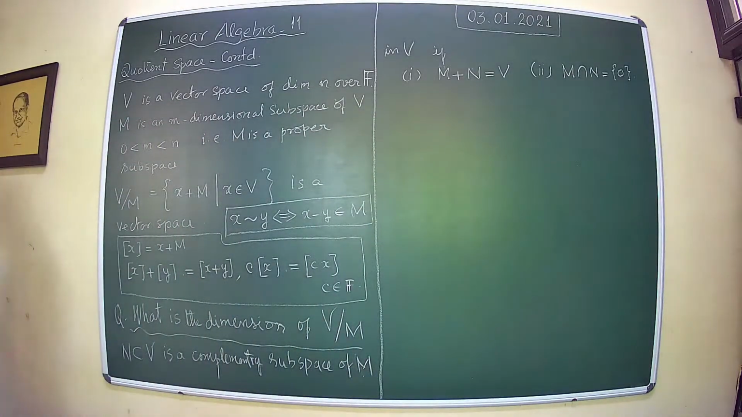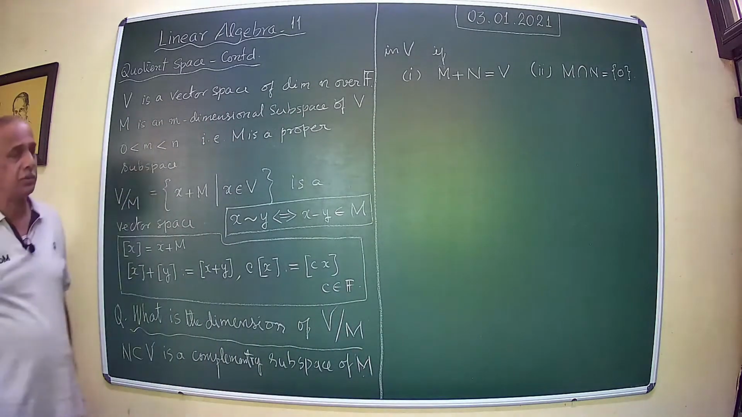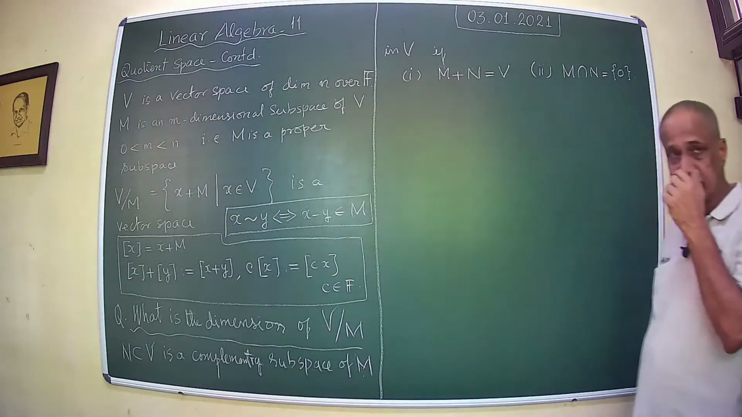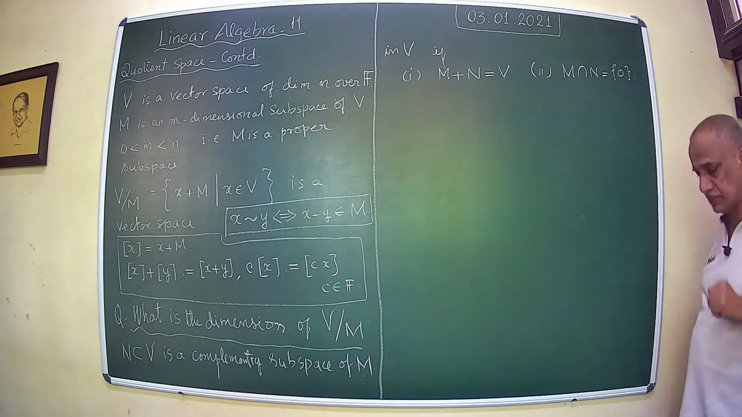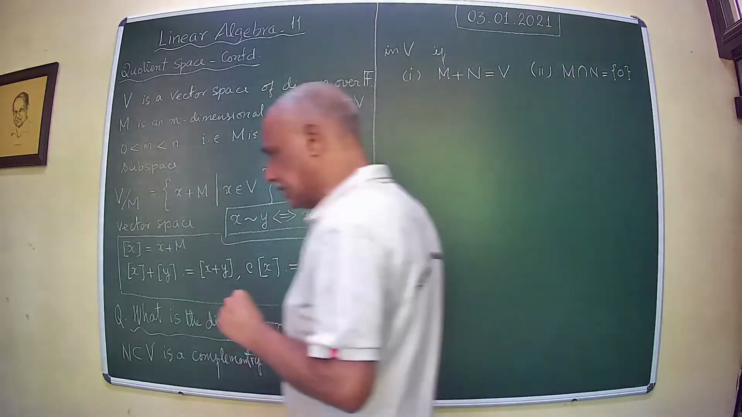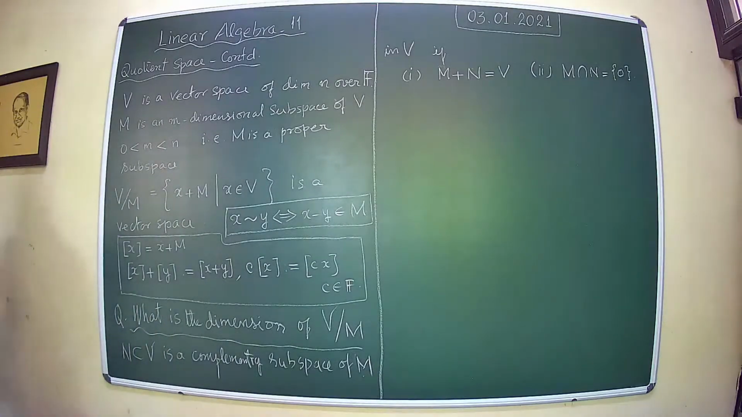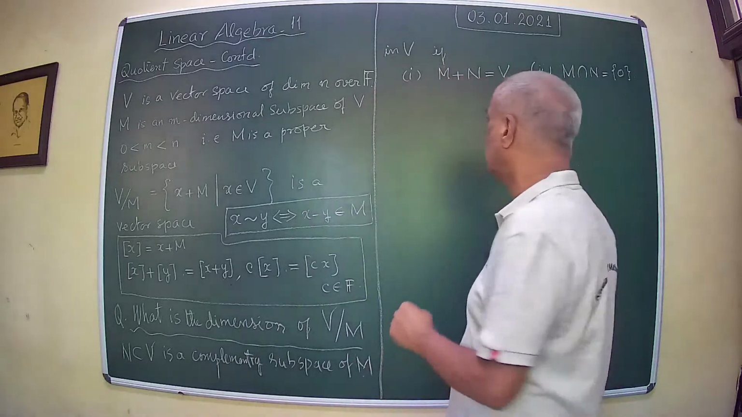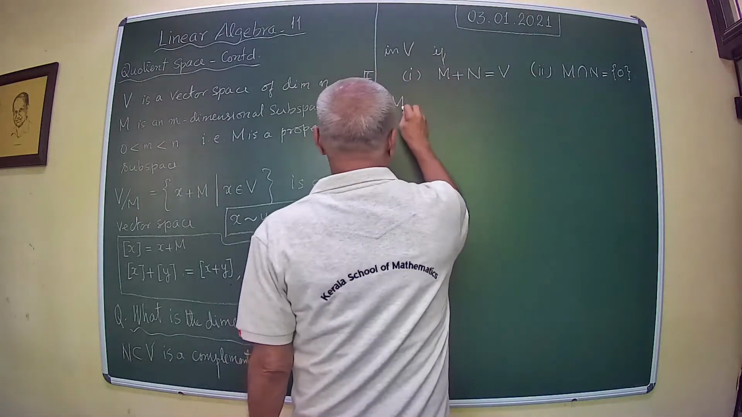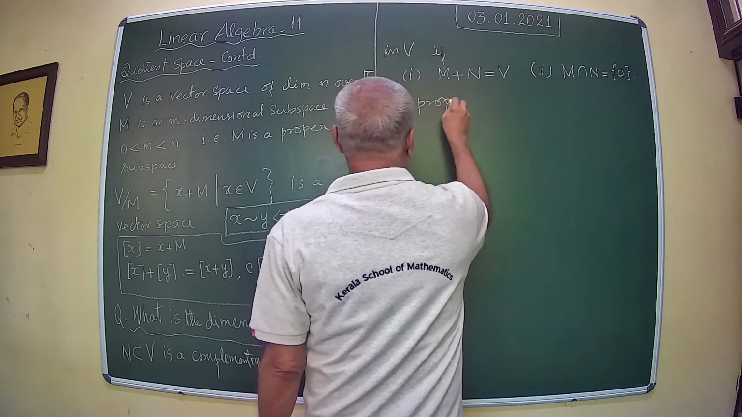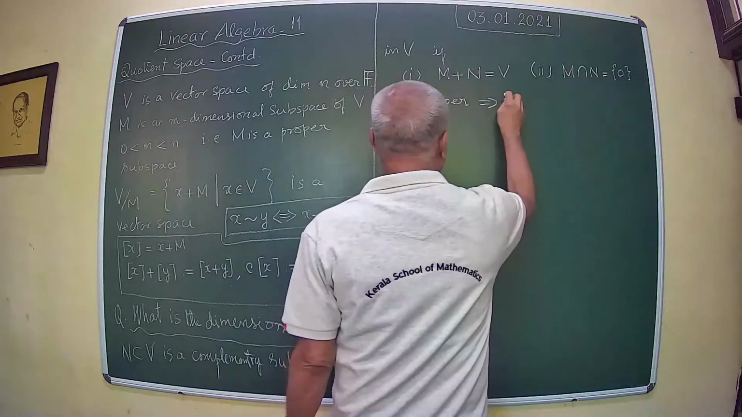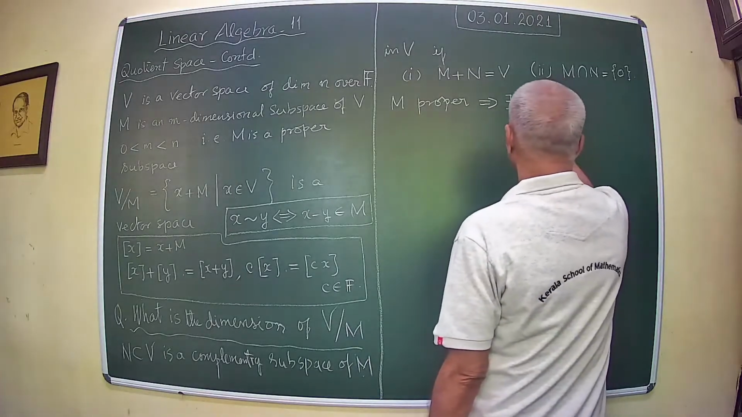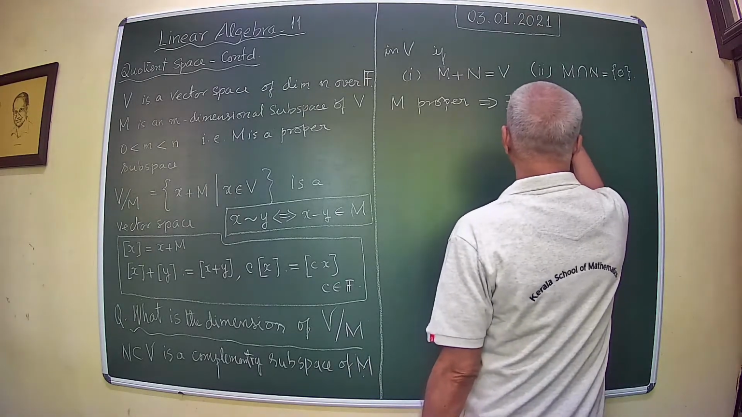In fact, what we observe is that there are several such subspaces that we can choose. It's not just unique except in the extreme cases. Except in the extreme cases, it is unique. Otherwise it is not unique. That's the point. So M proper implies there exists a multitude of choices.